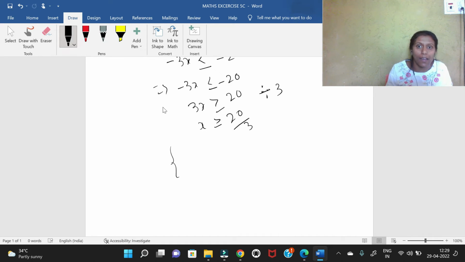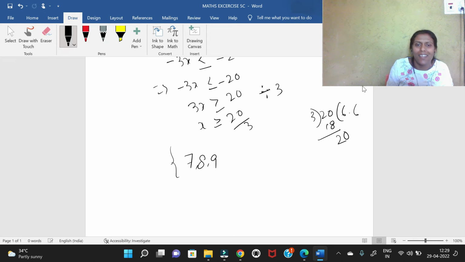Now I should start from where? 3 sixes are 18, so it is 20. Again, it starts by 6.6666 something. Now, can I ideally start by 7? 7, 8, 9 and so on. Here you can write the solution set is.